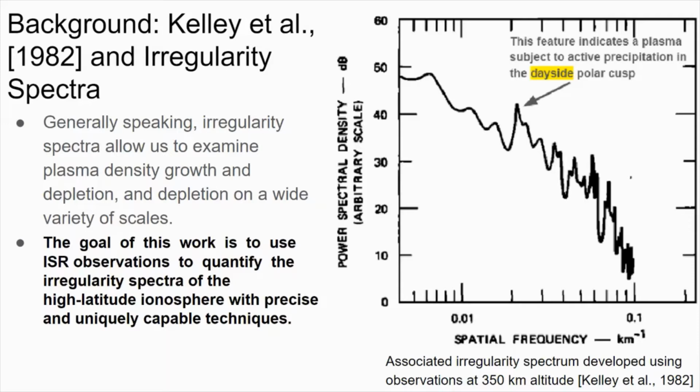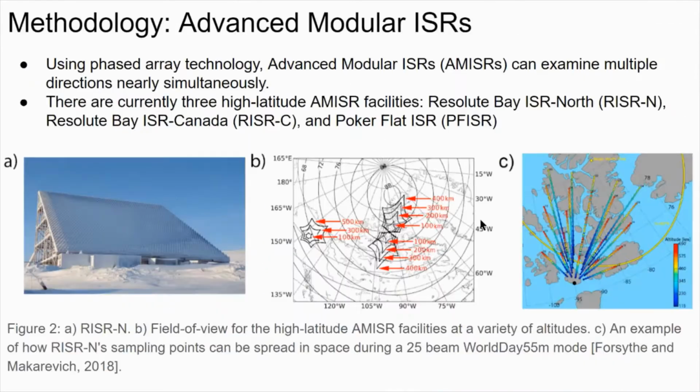So what I am doing is I'm coming back to the study and I'm improving upon it using new methods. One of the ways in which I am doing this is I'm using advanced modular incoherent scatter radars. So over here is just one example. This is Riser North, or the Resolute Bay Incoherent Scatter Radar North. There are three that are located in the high-latitude ionosphere.